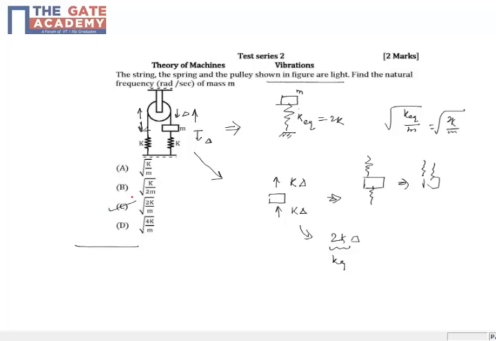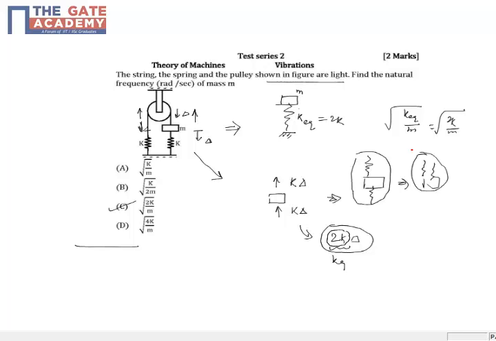Whenever you have these combinations of springs, displace the mass by delta and see the effective spring force that is coming. The effective spring force we got here is 2k delta, and the value beside delta is your equivalent k, that is 2k. That is one way of doing it. The other way is to convert it into this, and this combination is nothing but springs in parallel, which is 2k.